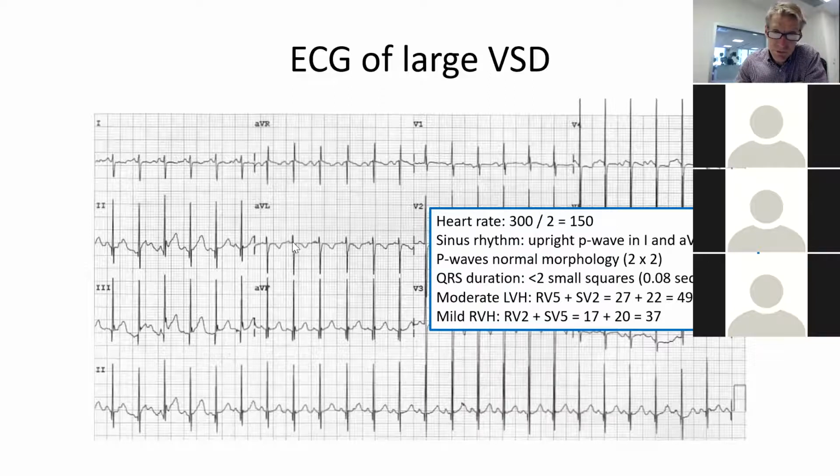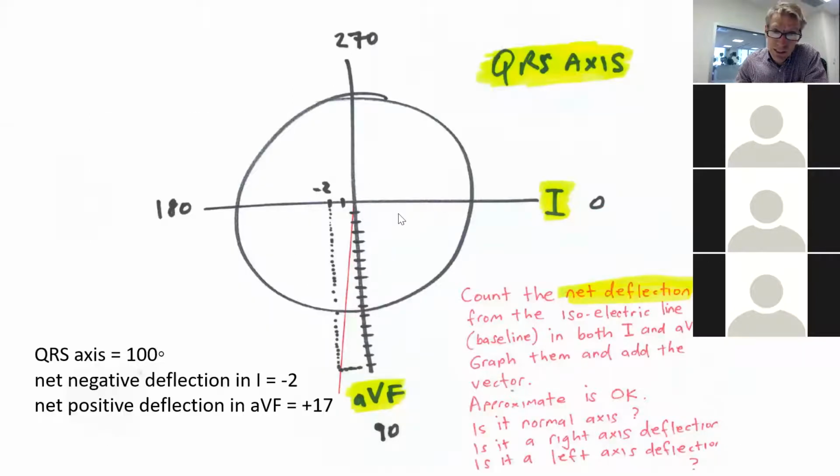So you've got a positive deflection in AVF and you've got a negative deflection in lead 1. All you need to do is, drawing a vector like this, do the negative deflection of -2, and then proportionately count 17 down, positive 17, and then you know that the QRS axis is not between 0 and 90, but just beyond that, all right? And so all you do is draw a straight down line from -2, and a straight across line from positive 17 in AVF. And that's your vector, all right?